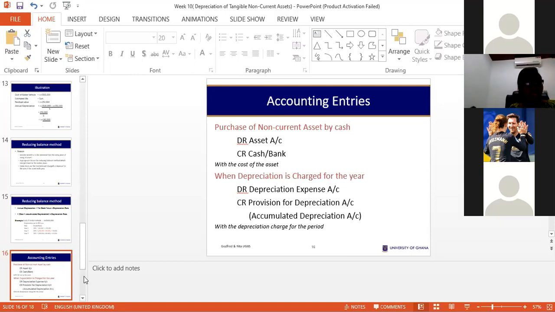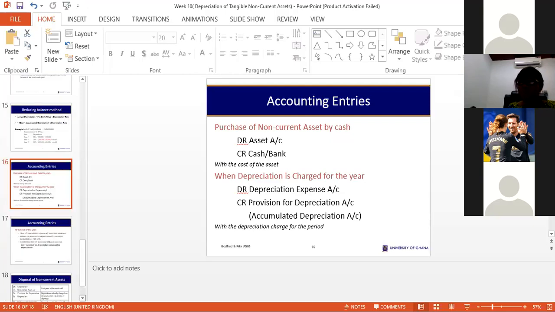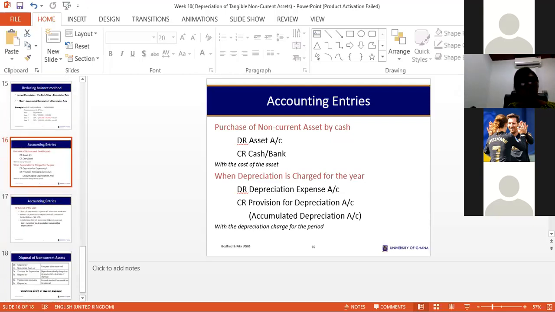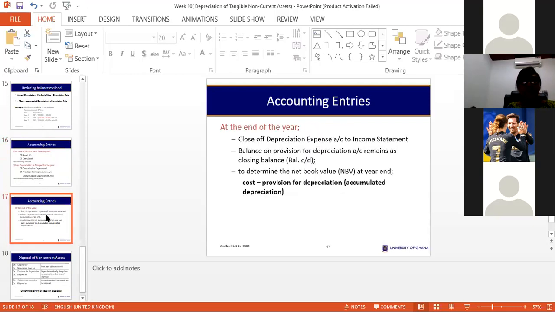So you credit the provision for depreciation account with the value. The 51,200 you have is for the 4th year. So you debit the depreciation expense account and credit provision for depreciation with the value of the yearly depreciation. If you are doing a monthly depreciation, then you have to divide 51,200 by 12 to get the monthly figure. But if you are doing a yearly one, then the 51,200 is for the year.